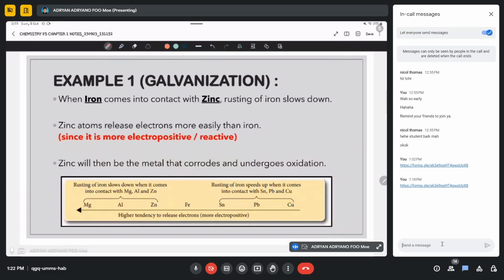Okay, we see example 1, galvanization. You must remember galvanization means coming into contact with zinc. It must be zinc, only then is it called galvanization. Okay, so what happened? Rusting of iron slows down. Okay, why? Because zinc releases electrons more easily than iron. They are more electropositive. Why do I know it is more electropositive? Because in the electrochemical series, zinc is on top of iron. So zinc likes to release electrons, it really likes to release electrons. So zinc will be the metal that corrodes and undergoes oxidation.